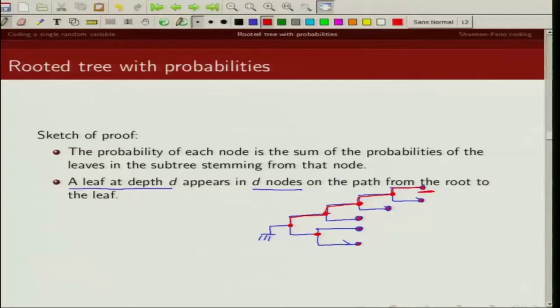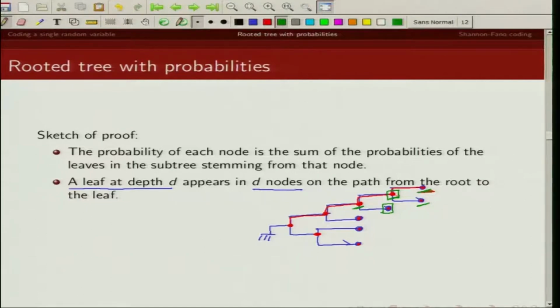Now, how many times? We know the probability of each node is the sum of probabilities of the leaves in the subtree stemming from that particular node. So, the probability of this particular node is nothing but the probability of this leaf plus the probability of this leaf. Correct? Similarly, what is the probability of this node? This is this probability plus this probability.